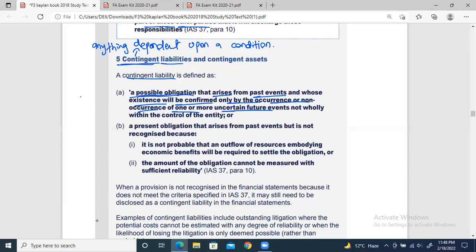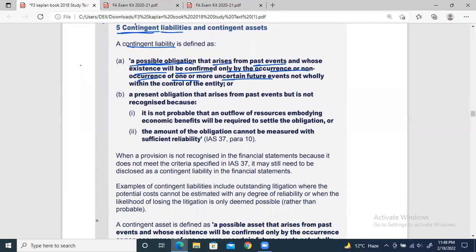Again, it is dependent upon a condition. This is a more formal definition, but the only thing we need to remember and understand is that a contingent liability is dependent upon a condition. We'll see an example of this in just a while. Secondly, it is a present obligation that arises from past events but is not recognized because it is not probable that an outflow of economic benefits will happen and the amount of obligation cannot be measured. I think this is the more suitable one. You can either understand this one or memorizing can also help.